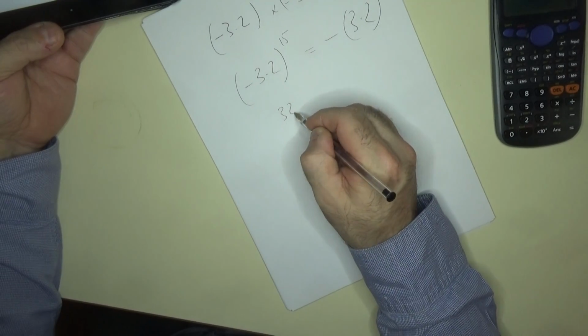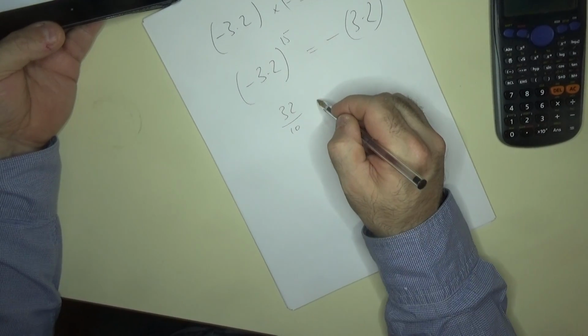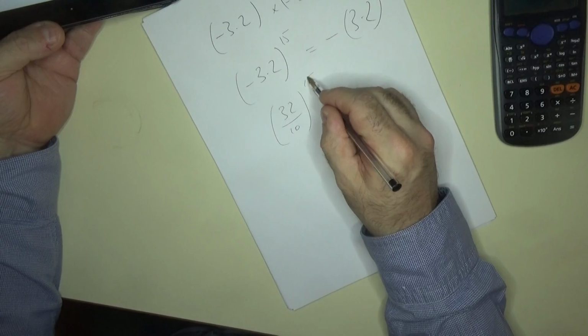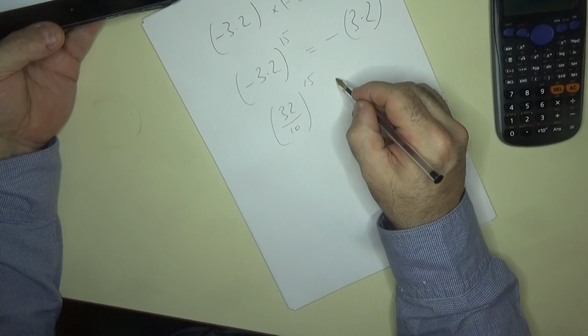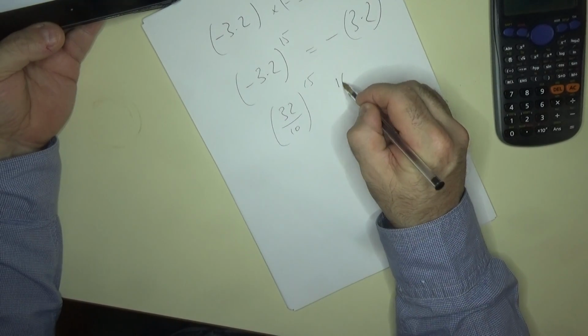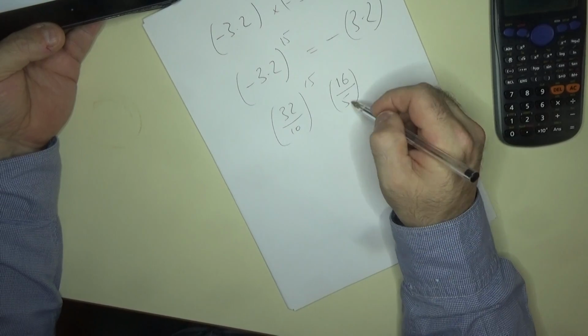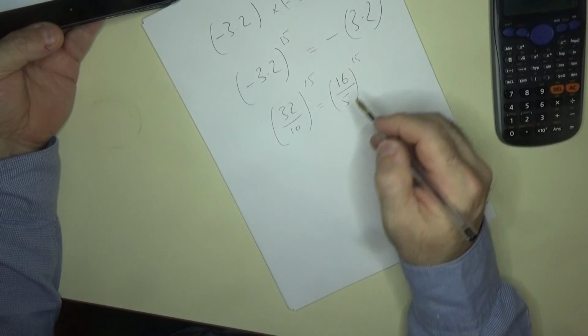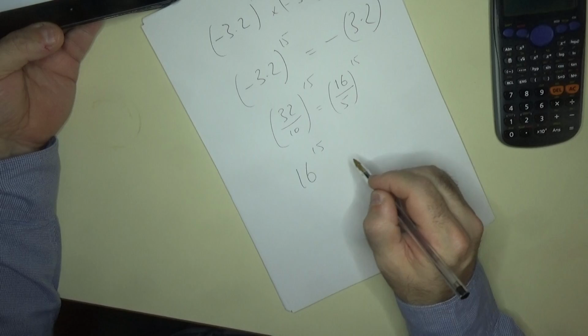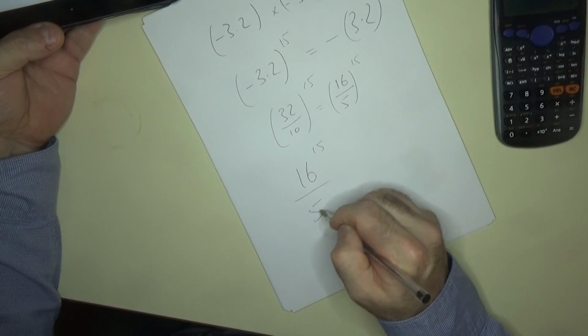Okay, now that's 32 over 10, but to the power of 15. And of course this is actually, what's half of 32? 16 over 5 to the power of 15, and then you're writing it like this.